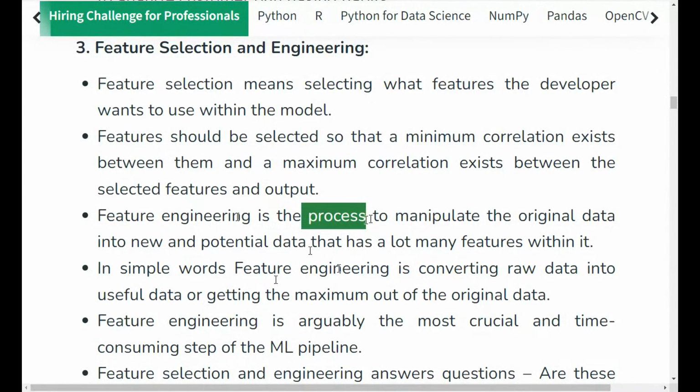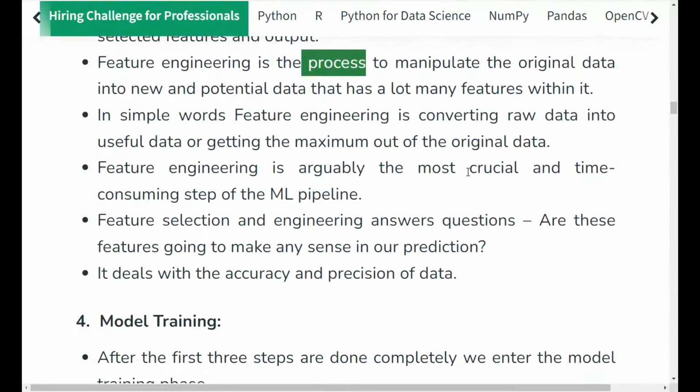In simple words, feature engineering is converting the raw data into useful data, getting the maximum out of the original data that we have collected. Feature engineering is arguably the most crucial and time-consuming step of the ML pipeline. Obviously, as I told you, you have to spend more and more time on this one.